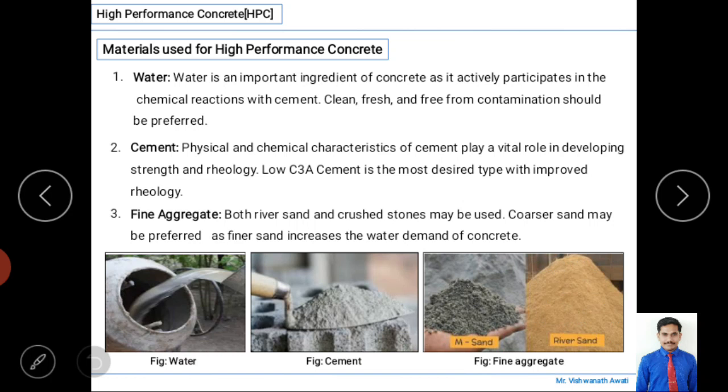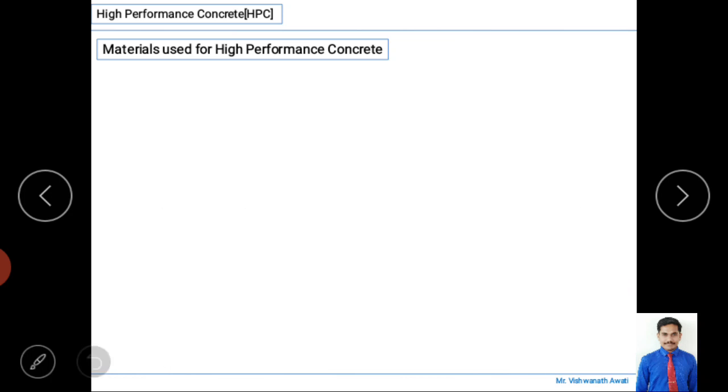So for high performance concrete, it's not mandatory that we use river sand only. We can even use M sand, which is prepared in a stone quarry, or crushed stone fine aggregate. You can see here the fine aggregate of natural river sand and M sand, right? So next we'll go for coarse aggregate.